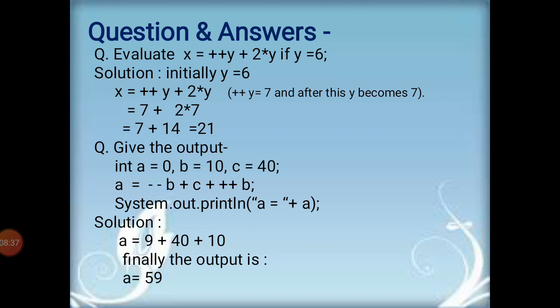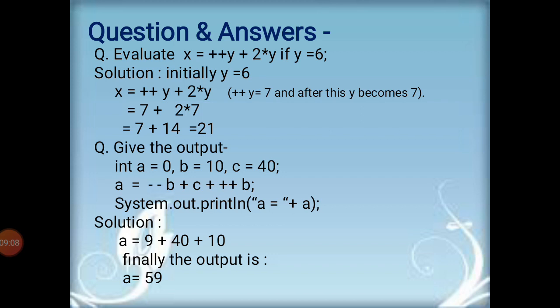So the final one is 7 plus 2 into 7. So 7 plus 14, the final result is 21. Keep in your mind, do not use 2 into y with y equal to 6, because after the prefix increment the value of y is changed and it is 7. So don't use 6 in the place of y.